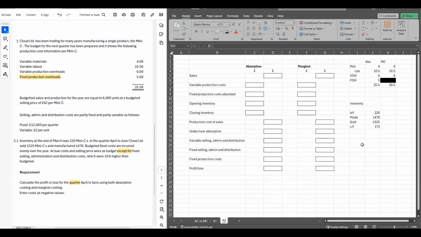Now, in terms of how we do that, again, quick recap, the absorption rate formula is the budgeted fixed cost divided by the budgeted units. And in this instance, we know the £5 will equal the fixed cost, which we're after, but we were given the budgeted units, which was 6,000. So if we just quickly rearrange that formula to be 5 times 6,000, we've got our fixed costs. Now, this is the fixed costs per year. We're doing a quarter. So the final step is to just divide that by 4.